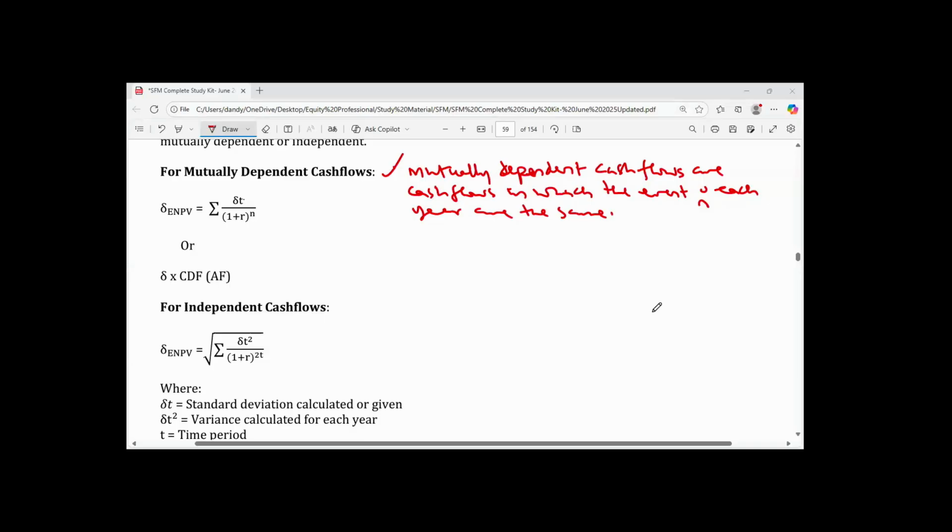Provided the cash flow of each year is the same, then they are mutually dependent cash flows. Year 1, year 2, year 3, year 4, and so on. If the cash flow is the same across all relevant years, they are mutually dependent. If they are mutually dependent, and you are asked to calculate the standard deviation of NPV, the standard deviation of NPV will be computed as the standard deviation multiplied by the annuity factor.